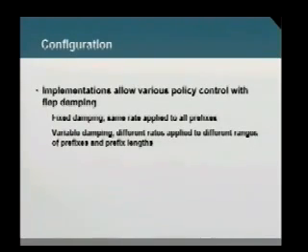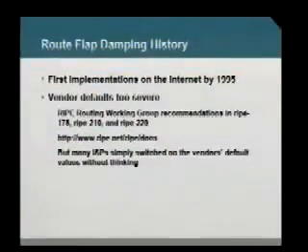The different implementations let you set various policy controls with flap damping. You can have fixed damping, you can have variable damping, applied to different prefixes, different prefix lengths, and so forth. The first implementations were in 1995, I was almost right. Cisco was the first implementation out there. The ISP experience was that the Cisco defaults were too severe. But how was Cisco to even know what good defaults would be? They had to write the code, and then we had to try something to see what would work.